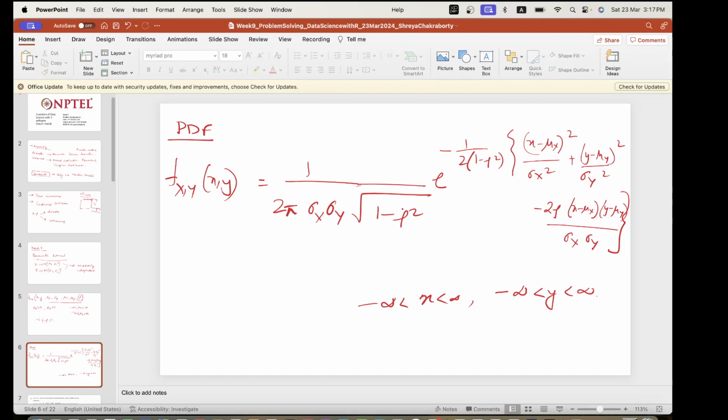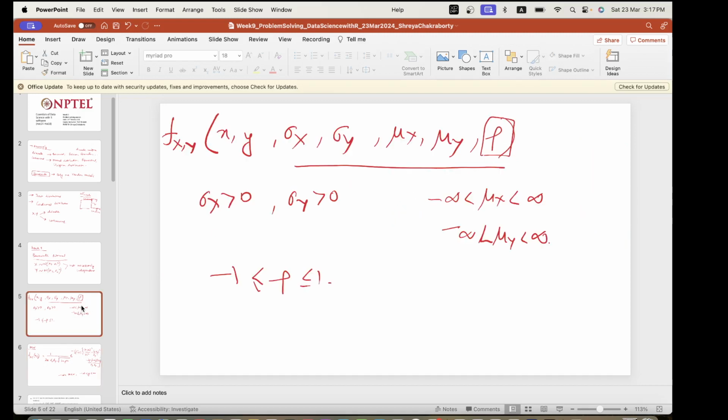So rho should be strictly between minus 1 and plus 1.